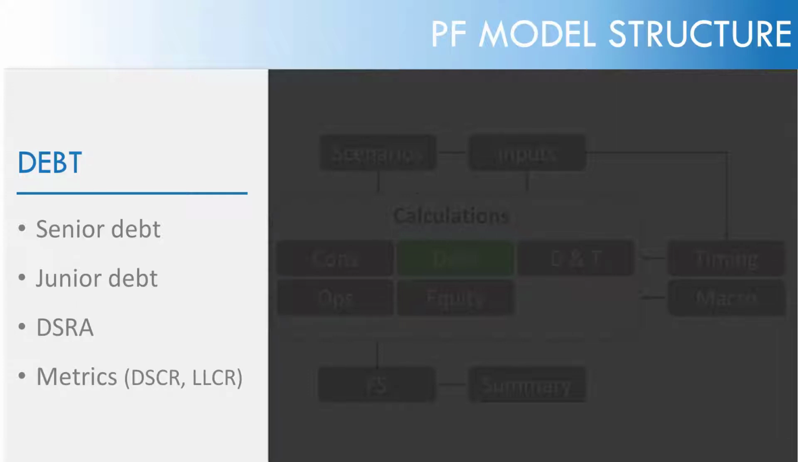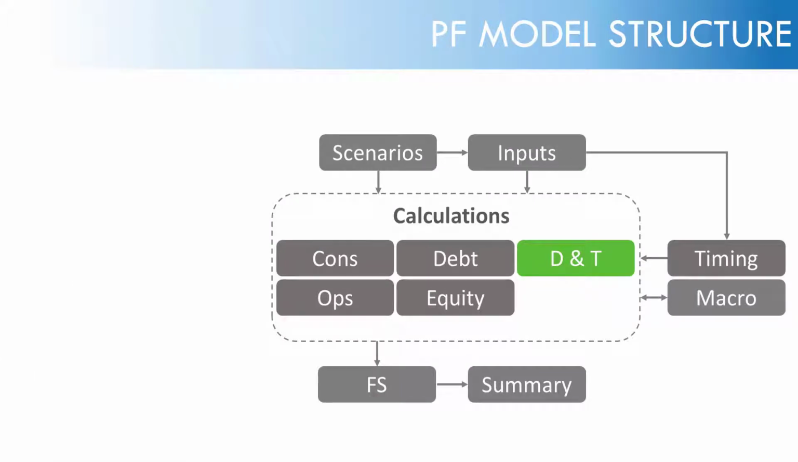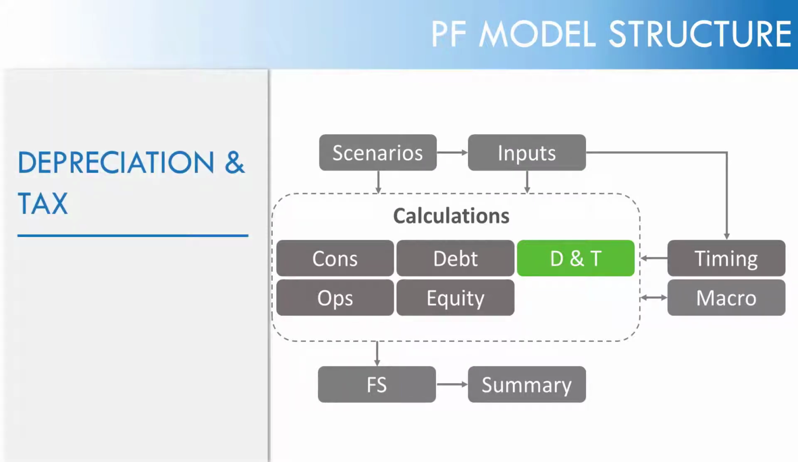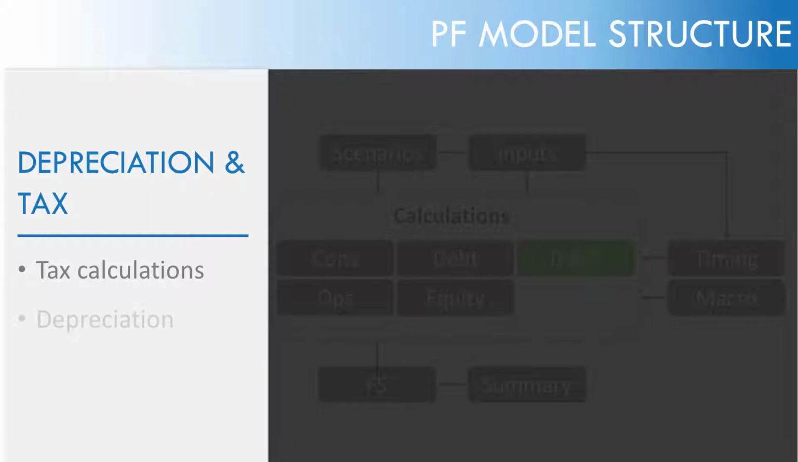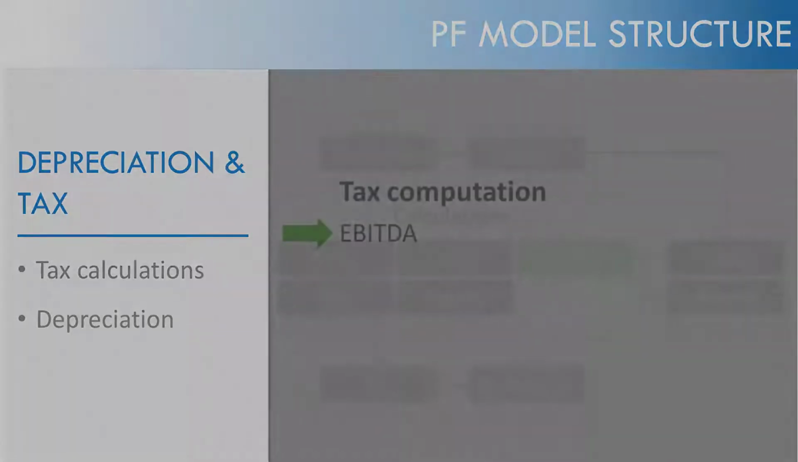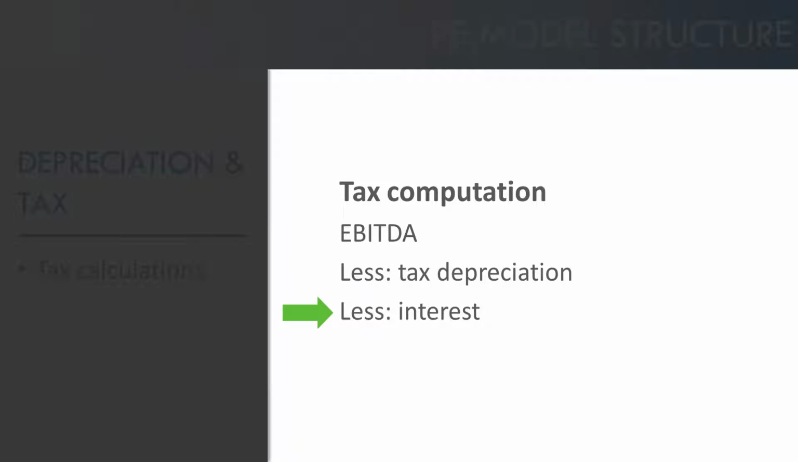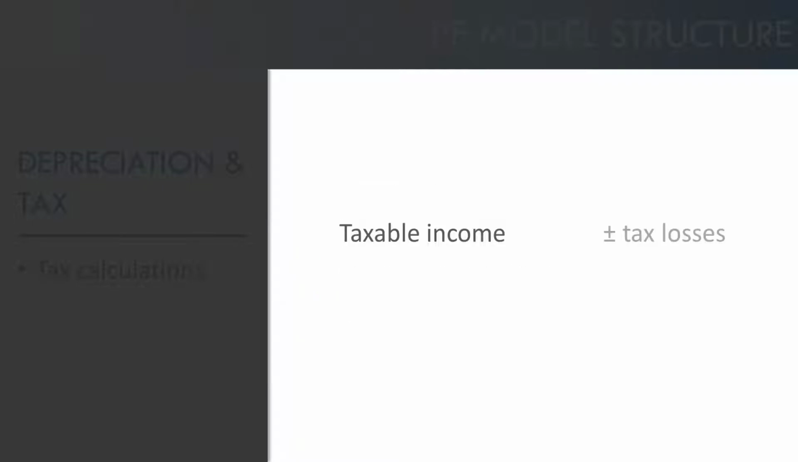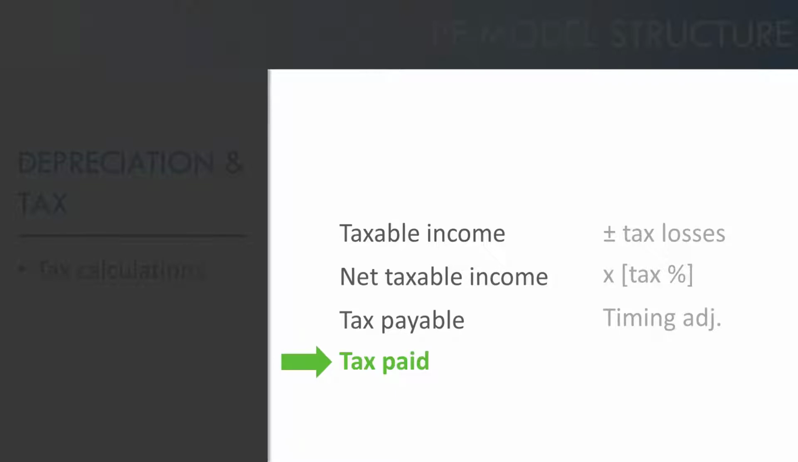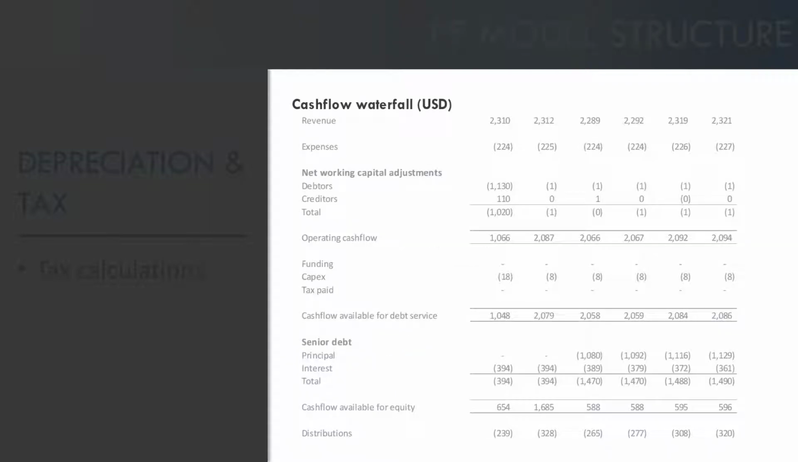And now to everyone's favorite. What about tax? The D&T tab is where tax is calculated, in addition to depreciation. Tax is calculated based off the P&L, or income statement. EBITDA, less tax depreciation, less interest, less adjustments for tax losses. And this feeds into above the cash flow available for debt service. So, can you see how the P&L expense gives rise to a cash item?